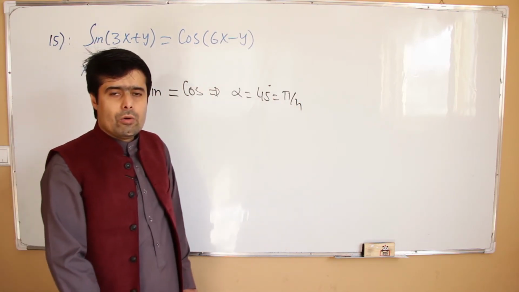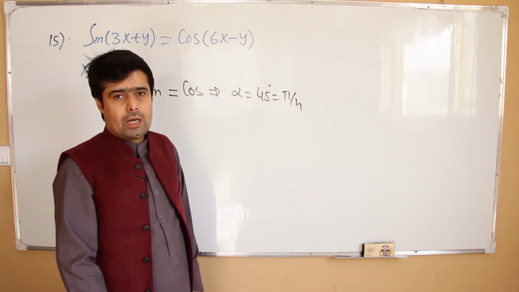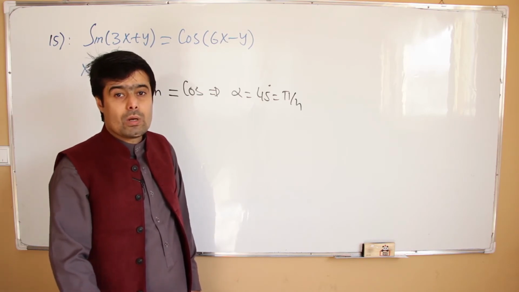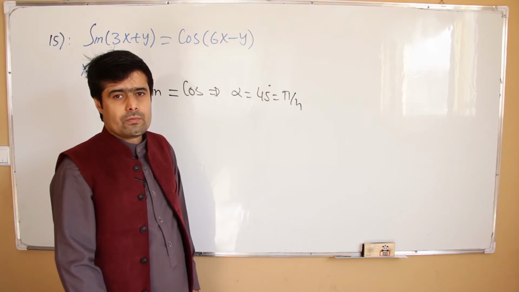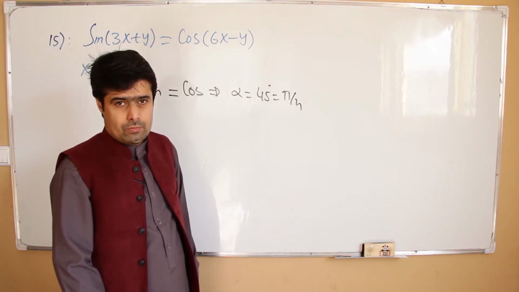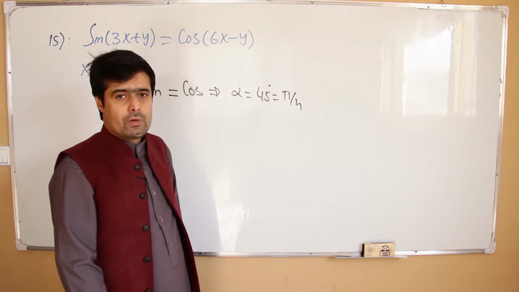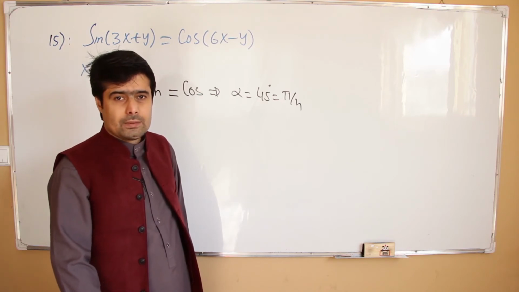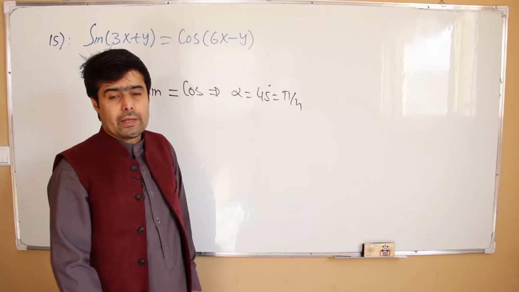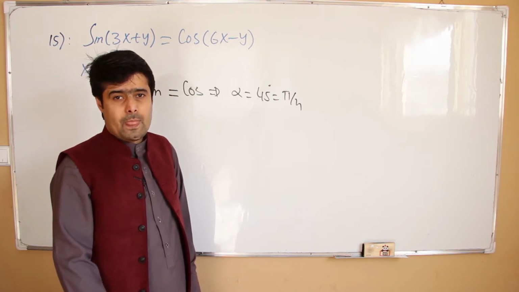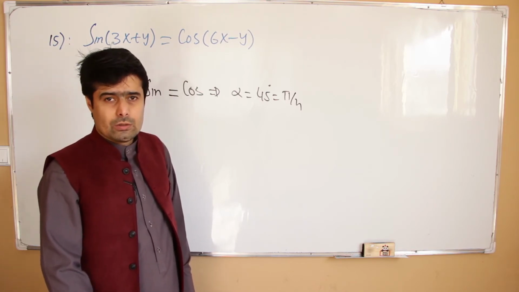There is no angle in which sine and cosine are equal in numbers. Sine 45 is root 2 by 2 and cosine 45 is also the same, but except for 45 there is no angle in which we have the equality of sine with the cosine.